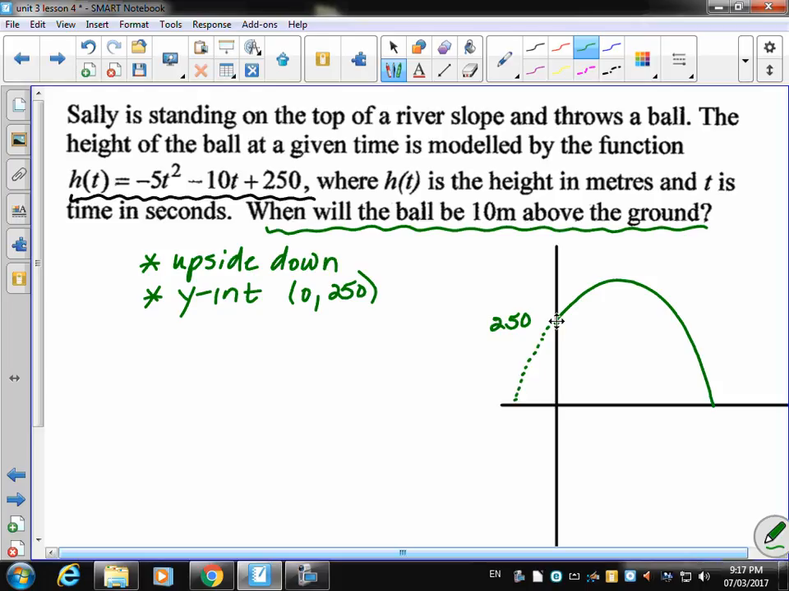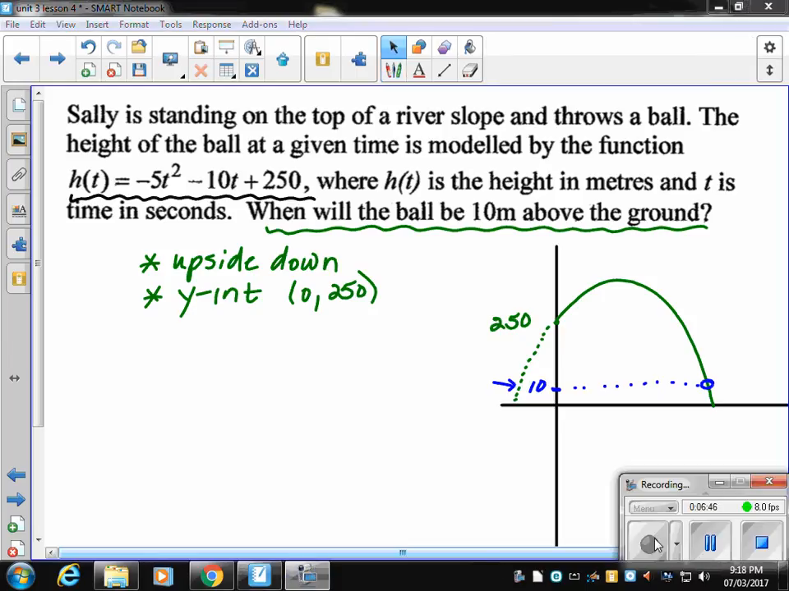And we want to know when, so I want a t value, when will the ball be 10 meters above the ground? So when will it be here? I would really like to know that value. I don't care about here because that doesn't even make sense. But I want to know when the height value is 10.